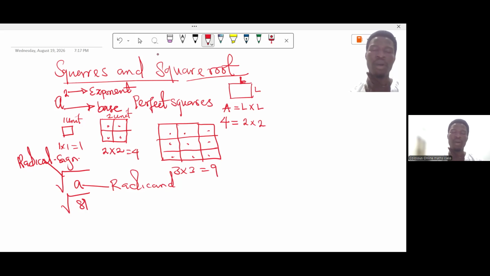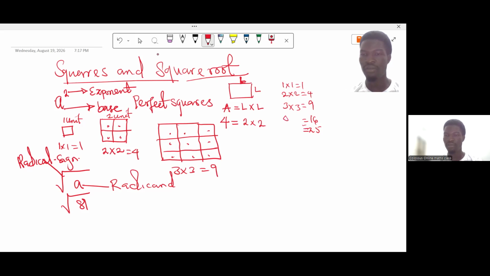And then now let's talk about square roots a bit. We all know that squares are numbers multiplying each other. So 1 multiplied by 1 is 1, 2 multiplied by 2 is 4. Then we have 9, we have 16, then we have 25, and so on. All these are called perfect squares, because as we can all see, they come from numbers multiplied by themselves. This is 4 multiplied by 4. This is 5 multiplied by 5.